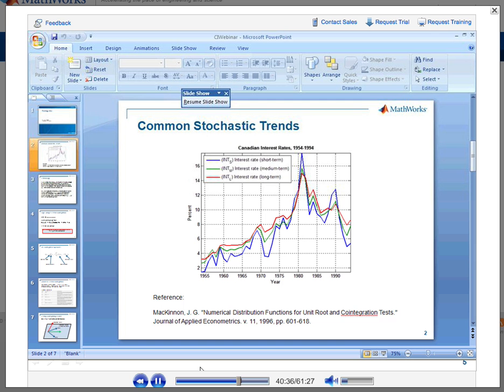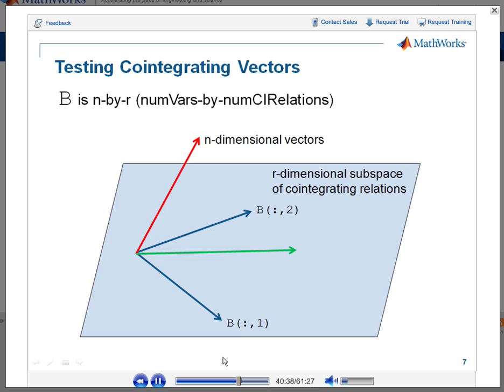Just to give you an idea of what I'm talking about here, imagine that we're working in a case where our matrix B of cointegrating relations is n by r. So remember, n is our number of variables. It would be 3 in the case of our interest rate data, and r is the rank of the error correction term and the matrices A and B. It represents the number of cointegrating relationships that we've found by testing.